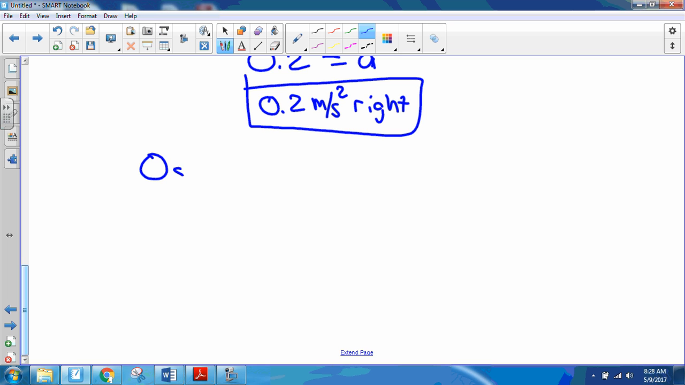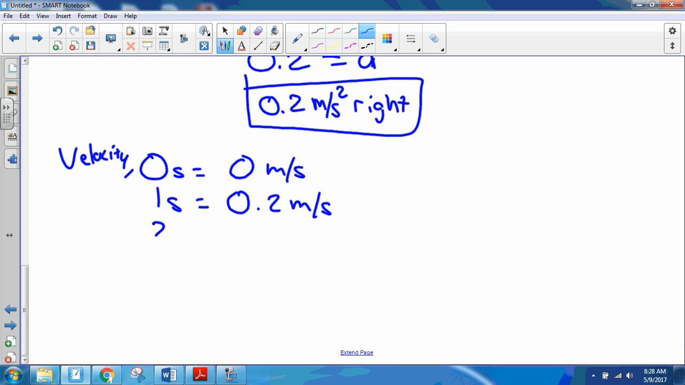So, at 0 seconds, it's moving 0. So, we're looking at velocity. So, at 0 seconds, it's 0 meters per second. After 1 second, how fast is it moving? It's moving at 0.2 meters per second. After 2 seconds, how fast is it moving? 0.4 meters per second. After 3 seconds, how fast is it moving? 0.6. So all it's doing is every second it's changing by how much? 0.2. That's what an acceleration is.